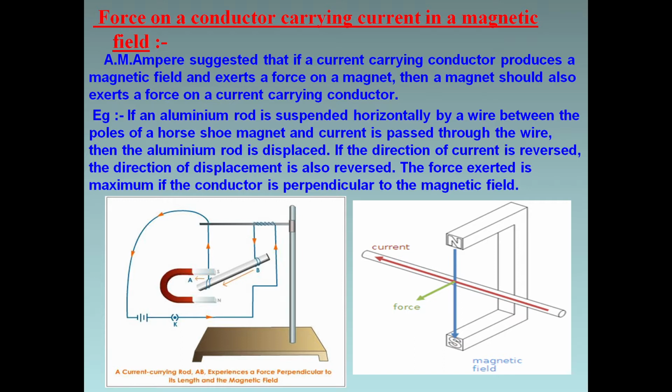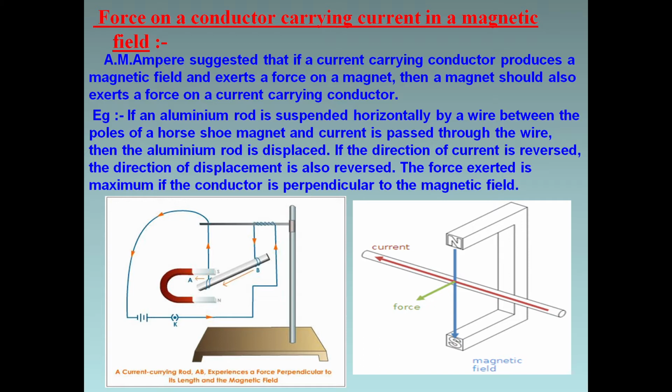We can understand this statement with the help of one activity given in your NCERT book. For that, you have to look at the diagram very carefully. Look at this first figure carefully. There is an iron stand, and on this iron stand, one aluminium rod is suspended horizontally with the help of a wire. And this rod is placed between the poles of a horseshoe magnet. You can see north and south poles of this horseshoe magnet, they are visible.